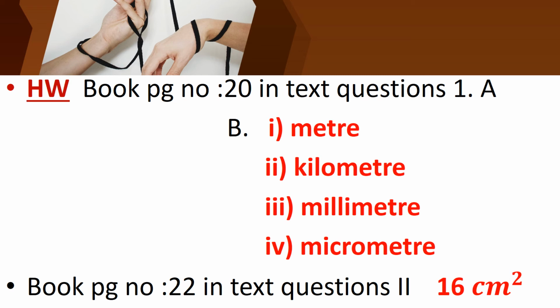And then the second one: distance between Delhi and Mumbai can be measured in dash. How do we measure distance? Kilometers, children. So write it as kilometer. Write the correct spelling, okay? Kilometre.